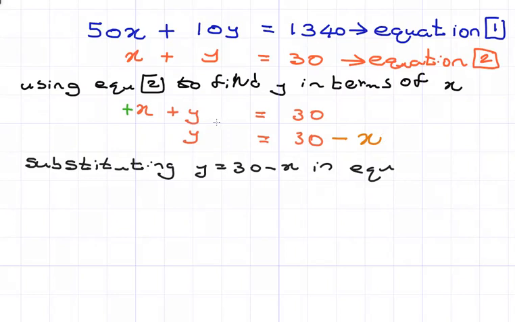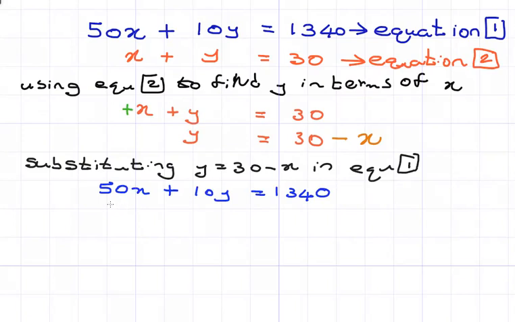So to find y, which equation did you use? You used equation number 2. So which one was not used? Equation number 1. So substitute y's value into equation 1. So substituting y equals 30 minus x in equation 1. So what's equation 1? 50x plus 10y equals 1340.